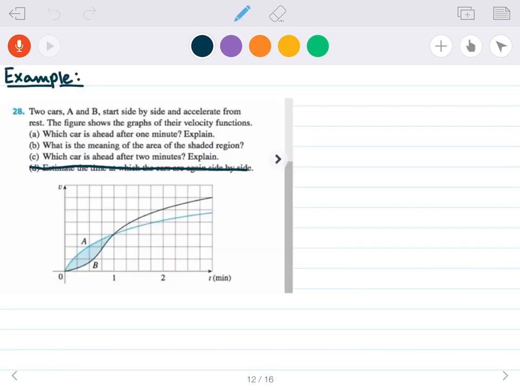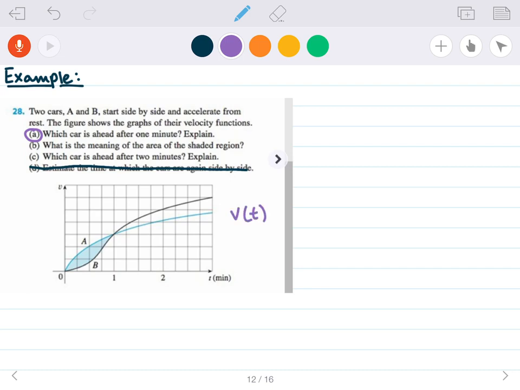All right, so let's go ahead and do some examples here using the idea that position is the antiderivative of velocity. Okay, so, all right, so let's see. We have two cars, A and B. They start side by side and accelerate from rest. The figure shows the graphs of their velocity functions. So the first question is, which car is ahead after 1 minute? All right, so how are we going to do this? Well, we're given a velocity versus time graph, right?